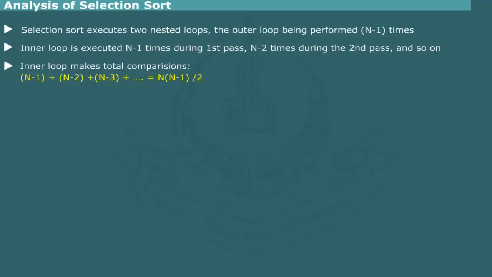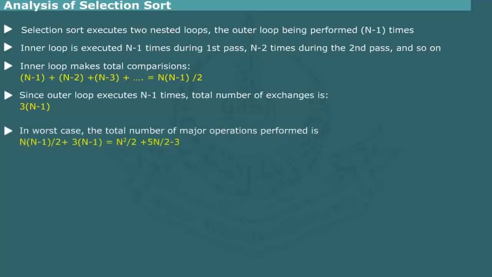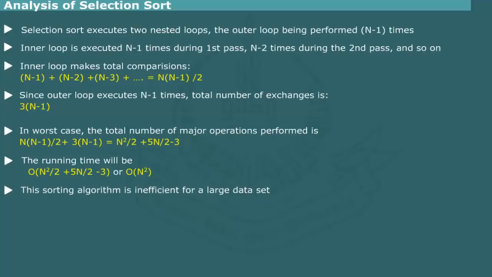At the end of each pass, an exchange is made to place the largest value. Since the outer loop executes n-1 times, the total number of exchanges will be n-1. Thus, in the worst case, selection sort will perform n(n-1)/2 comparisons and n-1 exchanges. The total running time will be O(n squared) ignoring lower order terms and constants. Since the running time increases quadratically, selection sort is inefficient for sorting large data sets.